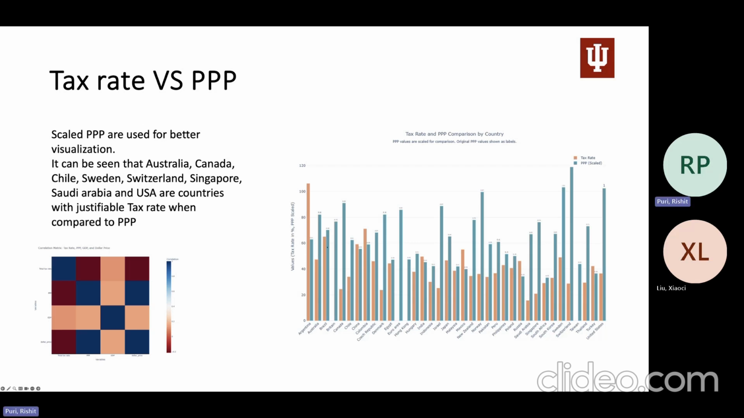In the figure, we can see that all of the countries where the ratio of the orange bar and the gray bar is almost half of the other one are the ones where the tax rate and the triple P are justifiable. We can see this for countries like Canada, where the tax rate is very much less when compared to the triple P of that country. A similar example can be countries like India and Indonesia, where the tax rate is actually higher than the triple P of that particular country.